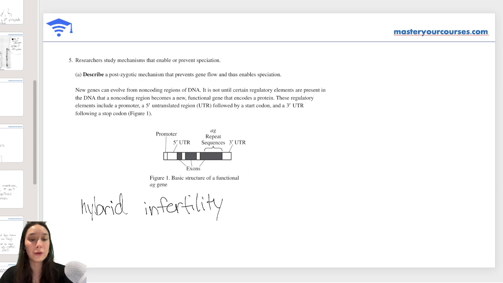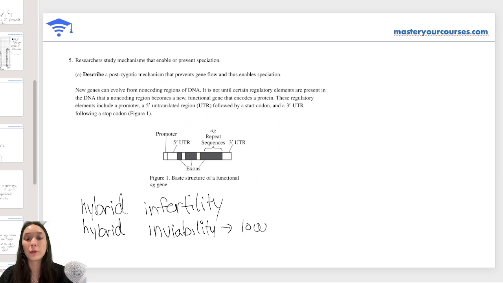You would have hybrid inviability. So this would be when the hybrids are at a much lower fitness. So either they die in infancy, they die as an embryo, or they are born but they're not as fit for the environment. So we'll just put here that it would be lower fitness of the offspring. Can't reproduce would be infertility. And again, you only had to put one of these.